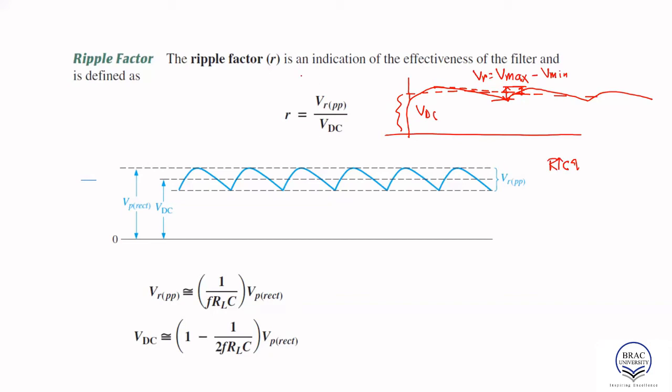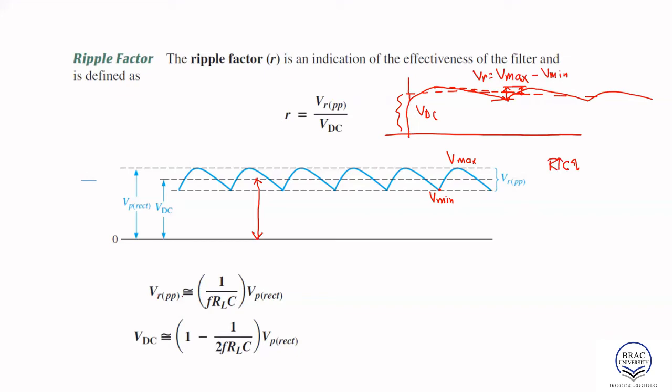So the ripple factor is VR, the peak to peak difference, where VR means Vmax minus Vmin. If this is our Vmax, and this position is our Vmin, then Vmax minus Vmin is our VR, and VDC is this voltage. VDC is the average voltage.